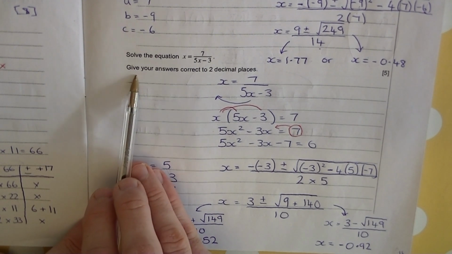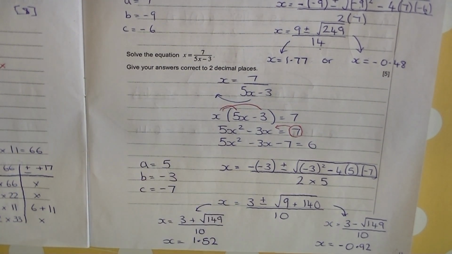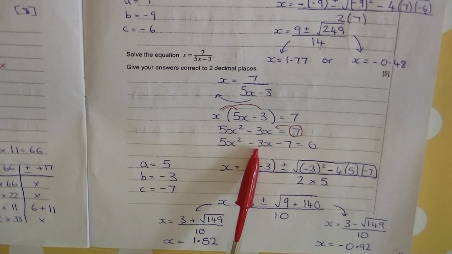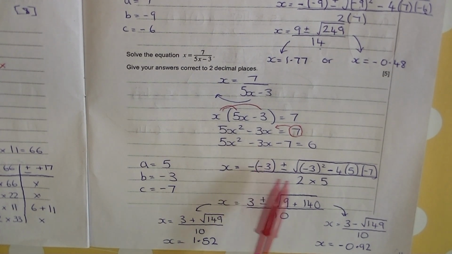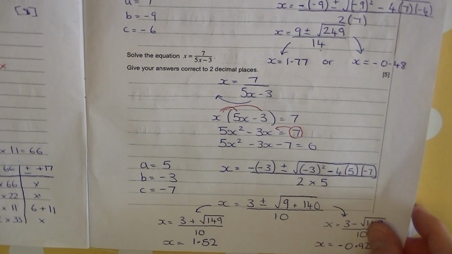And then I take the hint here, give your answers to 2 decimal places, to tell me, no, I don't factorize this one. This is where I use the quadratic formula, which is what I've done. Have a go at using the quadratic formula. A is the number there, 5. B is minus 3. Again, you've got that problem with the minus, and minus squared. And C is minus 7, and hopefully you get to those answers there.